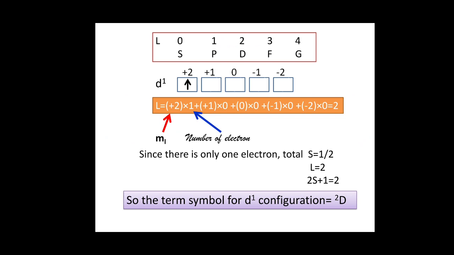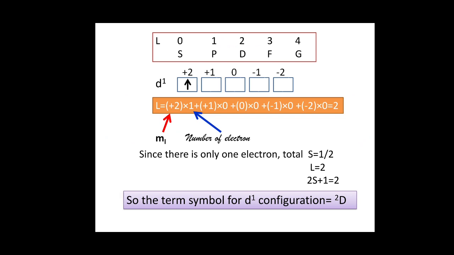Now how to determine the L value? In order to determine the L value you have to see in the orange box. You have to multiply the ml value with the number of electrons. So in the first box there is 1 electron and it has an ml value of plus 2. So the plus 2 is multiplied by 1 and then again you add for the next box. The next box has ml value of plus 1. There is no electron, so multiplied by 0. Similarly you do for the other boxes. So finally you will be getting L equal to 2.